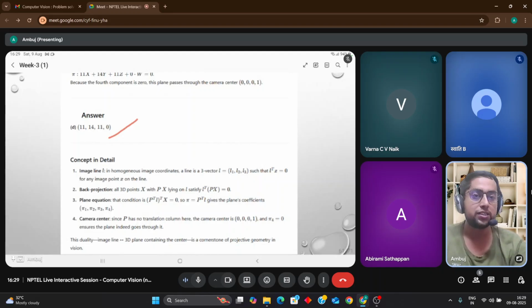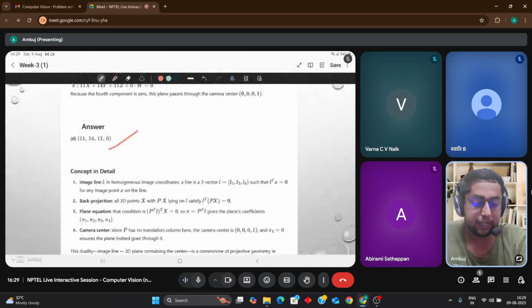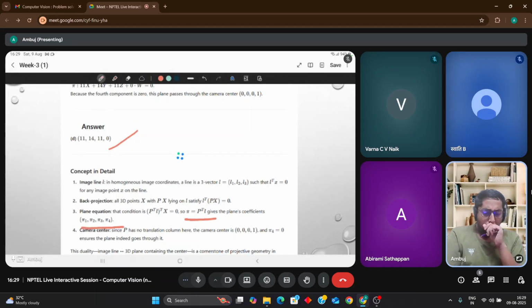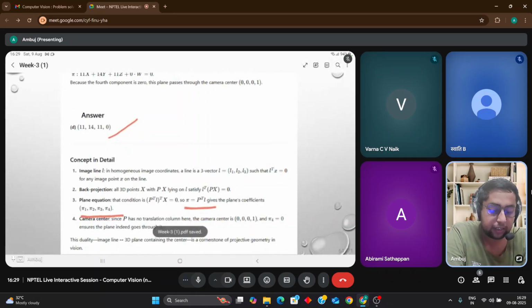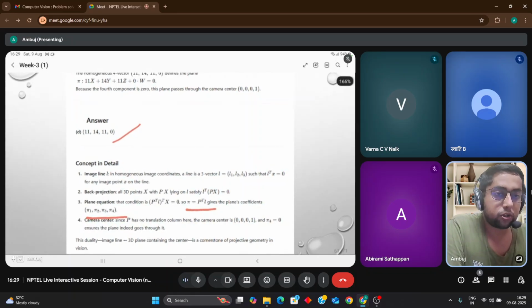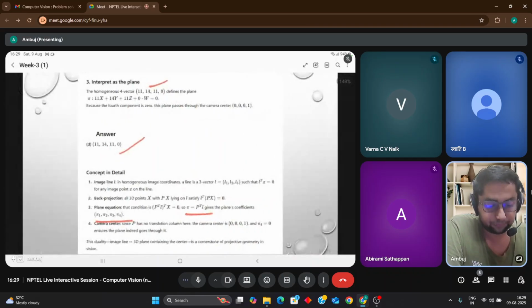This exact denomination I have used. P transpose L gives me the plane's coordinates, which are pi 1, pi 2, pi 3, pi 4. Since P has no translation column here, the camera center is (0, 0, 0, 1), and pi 4 is 0. This duality, image line to 3D plane containing the center, is a cornerstone of projective geometry in computer vision.